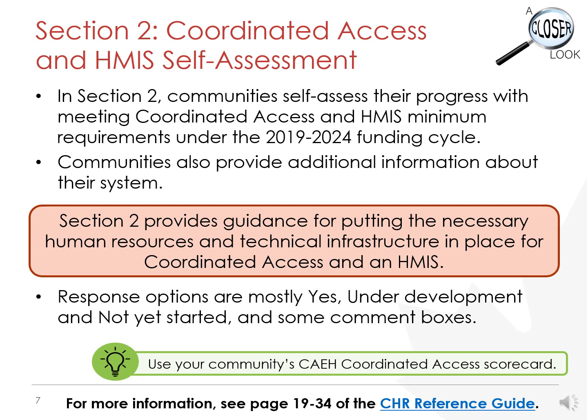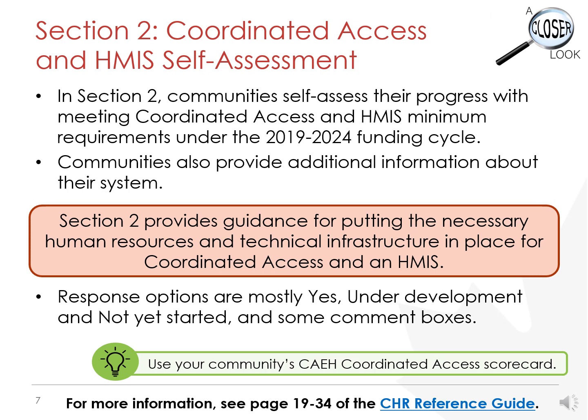Now let's take a closer look at Section 2. Section 2 is where the minimum requirements on coordinated access and HMIS for the 2019 to 2024 Reaching Home funding cycle were translated into an actionable checklist. These questions include the same information in the Reaching Home directives, just worded a bit differently to allow for greater alignment with the Reaching Home Coordinated Access Guide released in 2019 and the current language used in the sector.